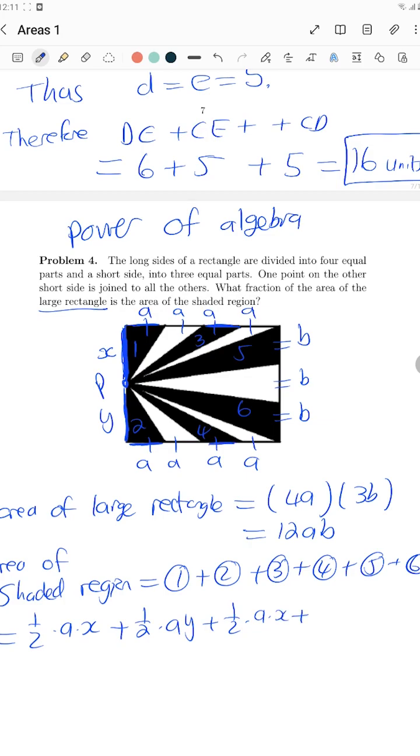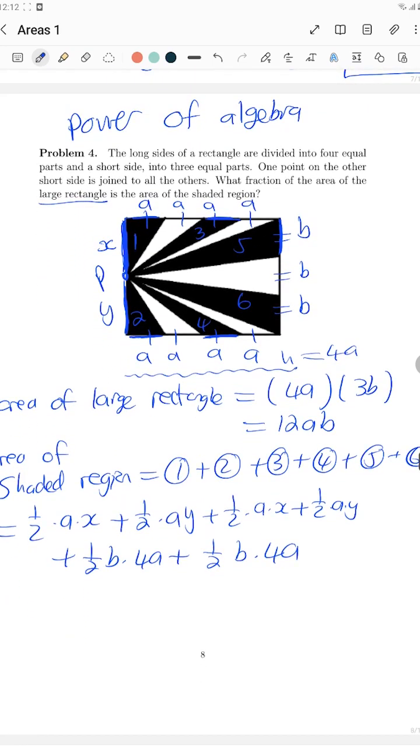4 is what's sitting over here. So here it's again an obtuse triangle. So a base of a and a vertical height of y. So it's a half a times y. 5, we select the base of b. And if we select the base of b, this will be the vertical height, which is the one side length of the rectangle, which is 4a. So the area of triangle 5 will be a half b times 4a. And triangle 6, if I'm using the base of b, then the height will be 4a.